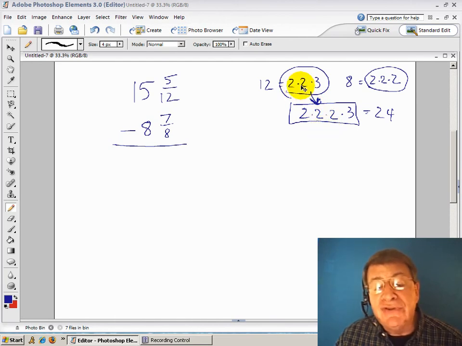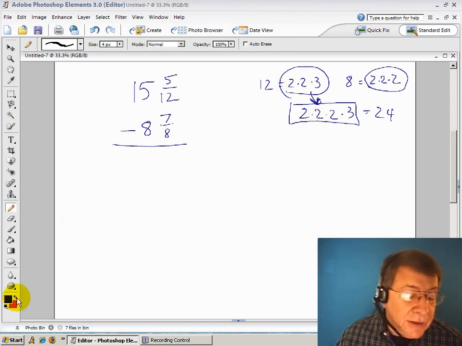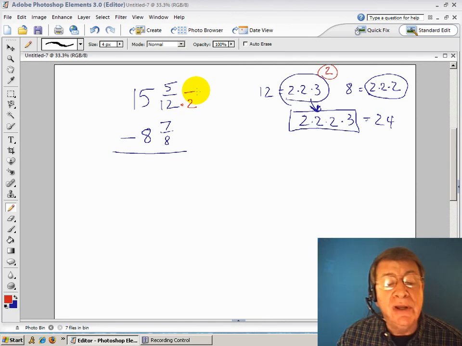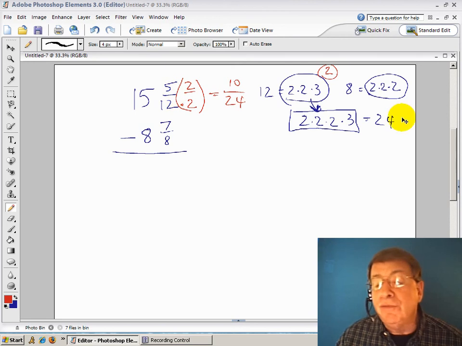2 times 2, there's 2 of them. Here's 3 of them. I'm going to need 1 more. So we need to multiply by a 2. Here's 1 3. Here's 1 3. So we don't need any more. So all I'm doing is missing the 2. Once I make that observation, I multiply the bottom by 2 to make 24, and then whatever I do to the bottom, I must do to the top, and this now becomes 10 over 24 instead of 5 over 12.